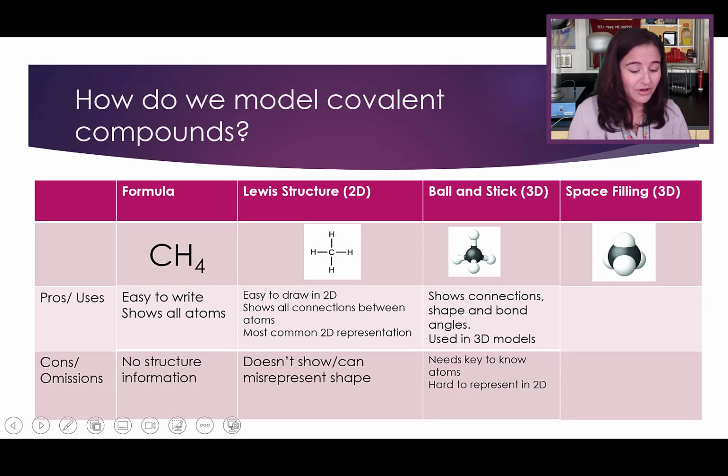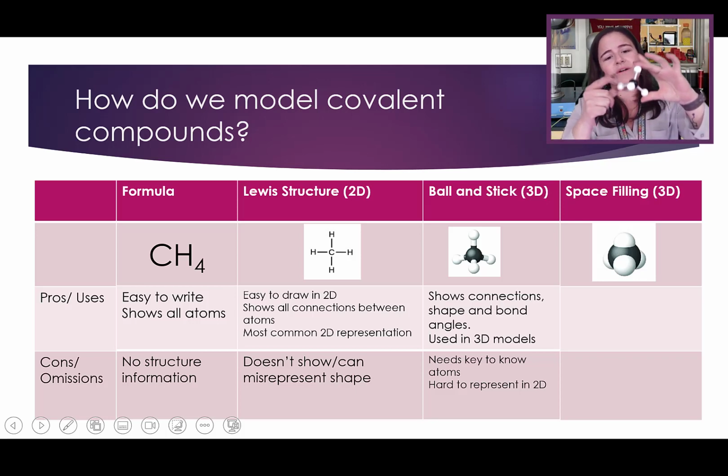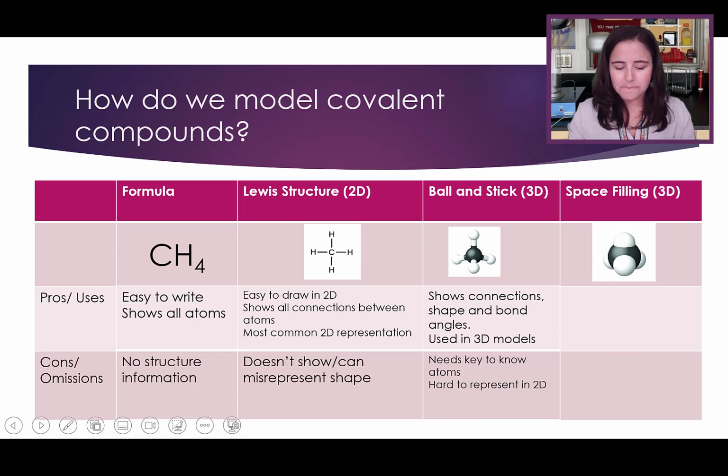However, if you were just looking at that Lewis structure for methane, you might think that it was all 4 like in a crisscross. But it's not. It's actually got this tetrahedral shape, where it's kind of like a 4-sided pyramid with a triangle on each side. So ball and stick is better at showing the shape, and Lewis structures are better at representing in 2D.